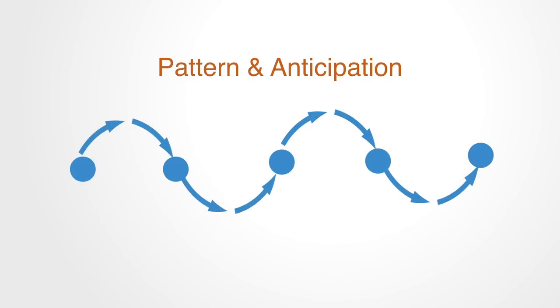Pattern and anticipation. When we start to notice a pattern of those events, we have more options. We can anticipate what is going to happen, and we can plan for it. When we start noticing patterns, we can begin to consider what is causing the same events to happen over and over again.